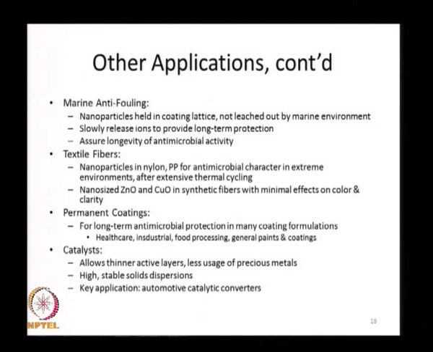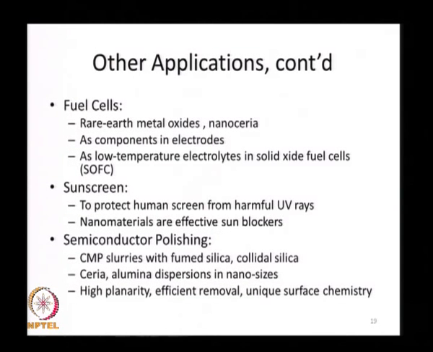Permanent coatings can be laid down using nanomaterials in many applications, and again catalysts where we can use thinner layers, less usage of precious metals is possible with catalysts. Very high stability solids dispersions can be used. One of the key applications is in automotive converters, where increasingly nano catalysts are starting to be employed. Fuel cells, sunscreen products, semiconductor polishing are all other examples of where nanomaterials are used very effectively.